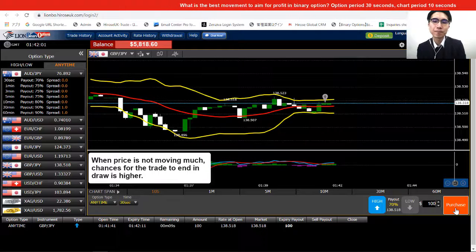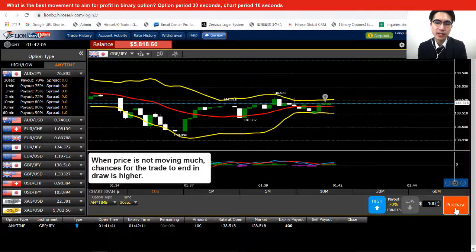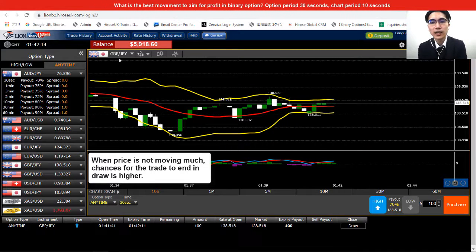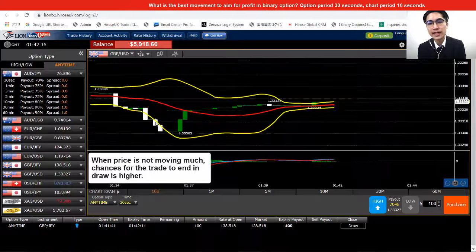So when the market is not moving much, even though that is a buying chance for us, the chance for the trade to end in a draw or even a loss is higher. So that's what happened here. The trade ended in a draw.